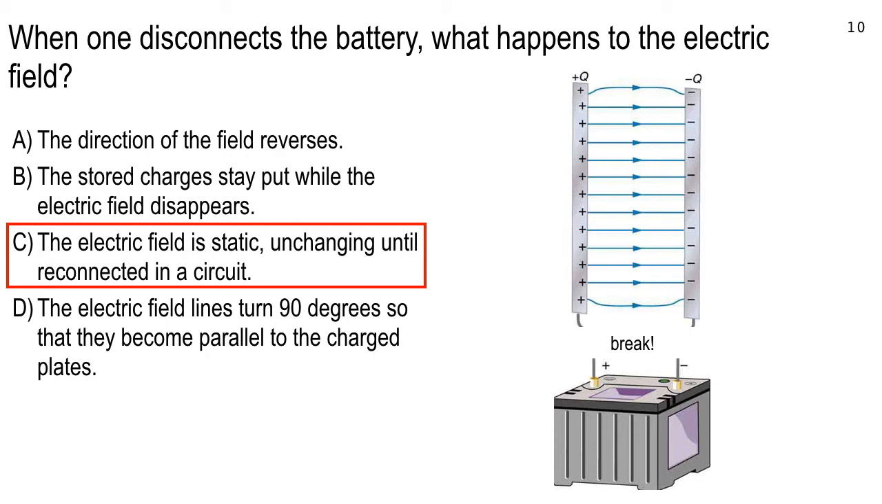So what is it? Chopped liver? It just goes down the drain? No way. Now D is also appealing because it sounds like ultra geometric concepts. Electric fields turn 90 degrees and become parallel to the charged plates. But let me look at this. I don't think I tempted anybody successfully. No, I did. I got one person to bite on that one.